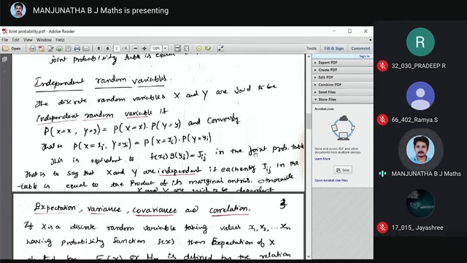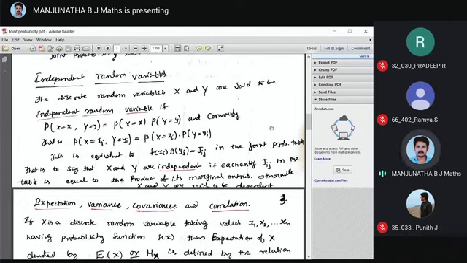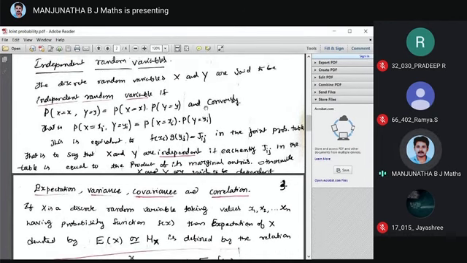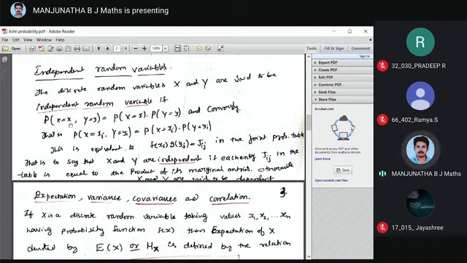So first one, independent random variables. What is the definition for independent random variables? The discrete random variables x and y, so we have two random variables here, are said to be independent if, what is the condition here? Probability of x equal to x, y equal to y, is equal to probability of x equal to x into probability of y equal to y. And conversely, probability of x equal to xi, y equal to yj equals probability of x equal to xi into probability of y equal to yj. Just like A intersection B is P of A into P of B, correct? Here I have two random variables. You take probability of x comma y, that is equal to probability of x into probability of y.